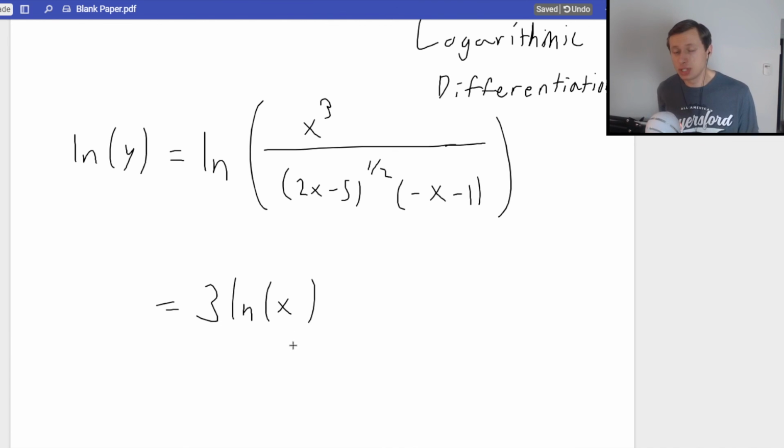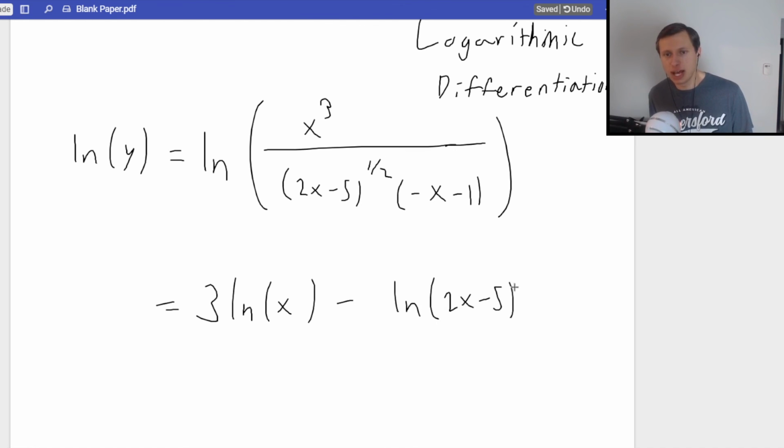If you want to write that in 2 steps, that's fine. I encourage you to. But if you see it in 1 step, I don't blame you for doing this in 1 step. And then all the stuff in the denominator will be minus. So minus natural log of 2x minus 5 to the 1/2 power. And again, that 1/2 can be rewritten out in front like so. 1/2 natural log of 2x minus 5.